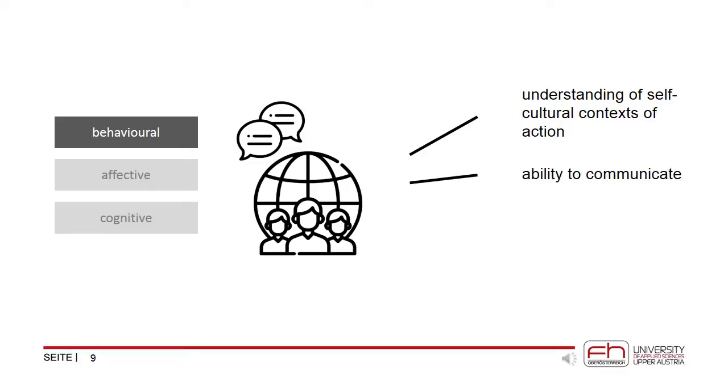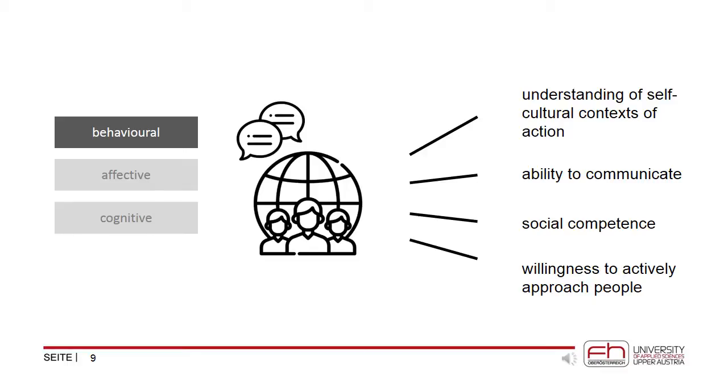Firstly, the ability to communicate appropriately, verbally and non-verbally in intercultural settings. Then social competence, the ability to build trustworthy relationships and demonstrate transversal skills and trust with foreign cultural interaction partners. Finally, the willingness to actively approach persons from other cultural backgrounds and to adapt one's communication and negotiation patterns accordingly.